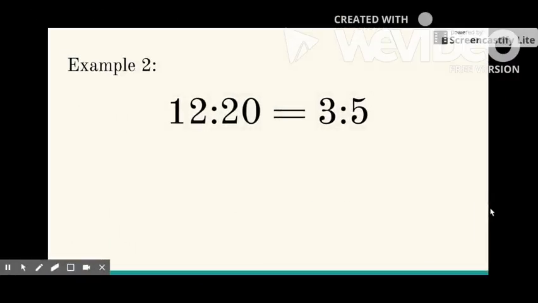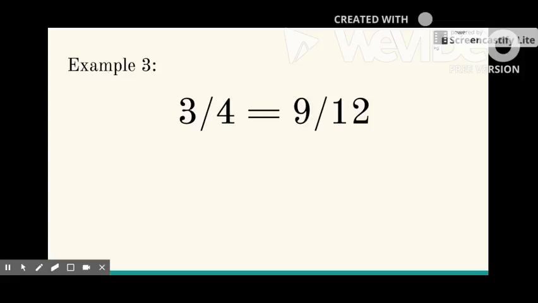Our second example is 12 over 20 equals 3 over 5. To figure out if these fractions are equivalent, start by thinking, what number can you divide 12 and 20 by? You can divide them both by 2 and you will get 6 over 10. You can still simplify the fraction 6 over 10. You can divide both numbers by 2 again to get 3 over 5. That will be your final answer because 3 and 5 are prime numbers, which means that they can only be divided by 1 and itself.